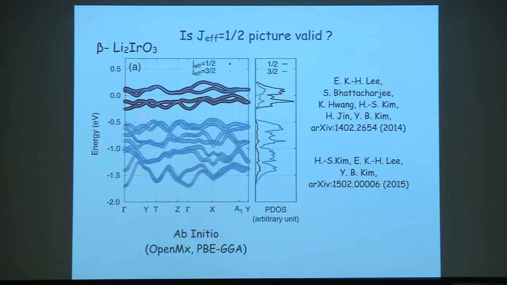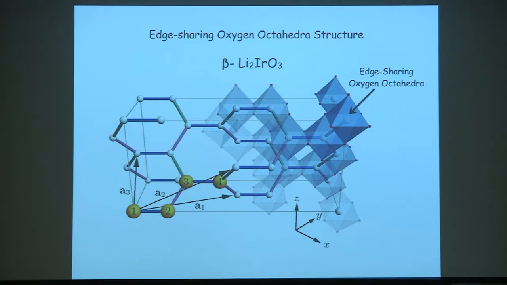Okay. So the first thing I'd like to show you is that indeed the J-effective half picture is valid. It's very important to establish this because we want to have a quantum mechanical spin, not some arbitrary mixture. And this ab initio calculation tells you that indeed near the Fermi level is predominantly the J-effective half degree of freedom. So we can use this picture. Also, this material has oxygen octahedra surrounding the iridium atoms, and they are nicely sharing the edges of the oxygen octahedra. Remember that the bond angle has to be close to 90 degrees, and that's actually satisfied.